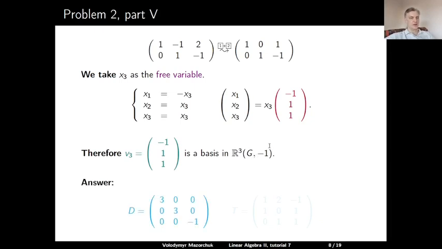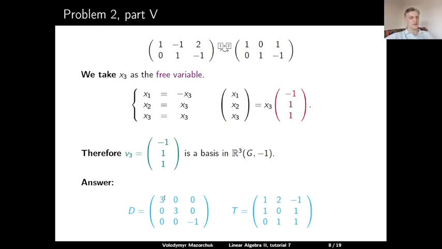Now we can write down the answer. So the diagonal form consists of our eigenvalues written with multiplicities. So it's a diagonal matrix with 3, 3, and -1 on the main diagonal. And the transformation matrix consists of our linearly independent eigenvectors.